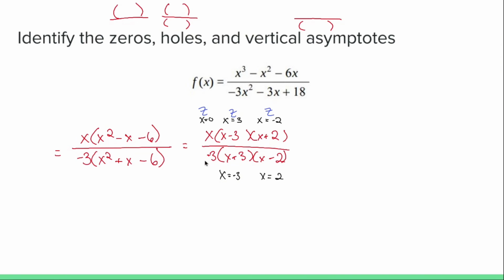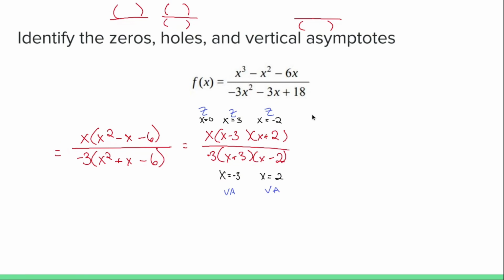On the bottom, I don't care about the negative 3. There's no x. Ignore it. X equals negative 3 here, though, does not repeat upstairs. You're a vertical asymptote. X equals 2 in the denominator doesn't repeat up here. You're also a vertical asymptote.